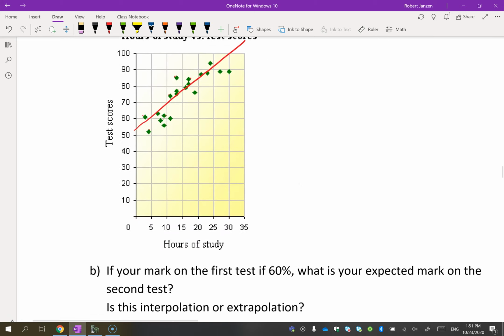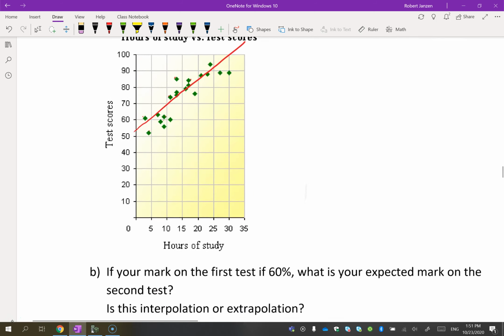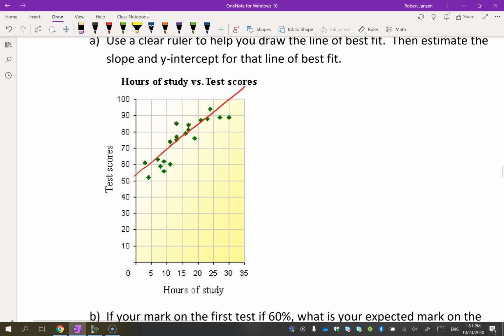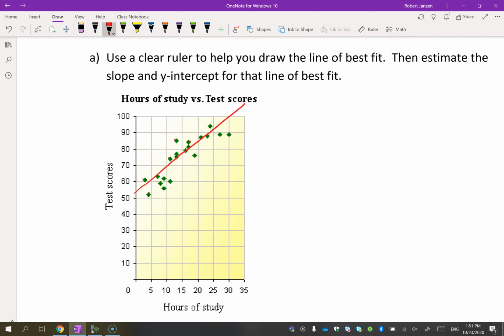So once we have the line of best fit, we can make some predictions. It says estimate the slope and the y-intercept. Well, the y-intercept's pretty easy to find. We can just go right here and we can say, yeah, looks like it's about 53, maybe a little bit below 55. The slope is a little harder.